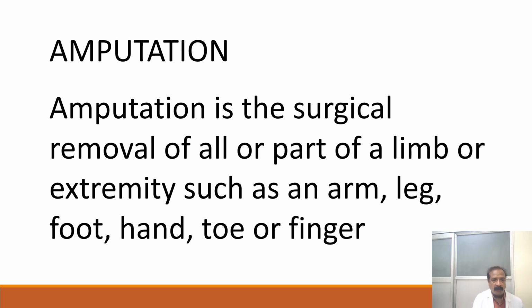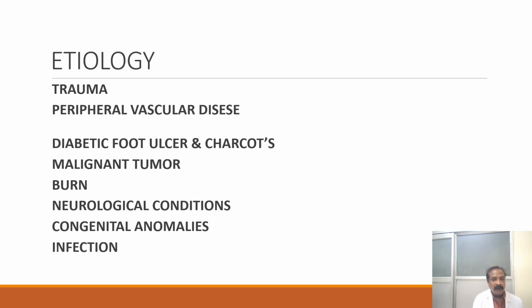So, if you define amputation, it is the surgical removal of all or part of a limb or extremity, such as an arm, leg, foot, hand, toes, or finger. Etiology, if you see the causes: trauma, peripheral vascular disease, diabetic foot ulcer and neuropathy, malignant tumor, burns with its various types of deformities, many neurological conditions where there is sensation problem, deformity problem, ulcer problem, congenital anomalies of various types where amputation is necessary, as well as various types of infections where amputation is necessary.